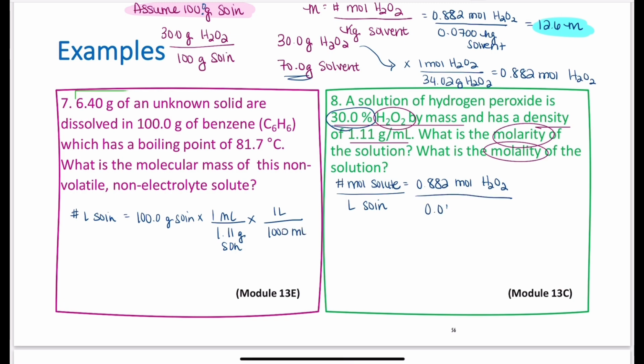This gives me 0.0901 liters of solution, which gives me a molarity here of 9.79 molar. And don't forget, molarity is that capital M, molality is that lowercase m.